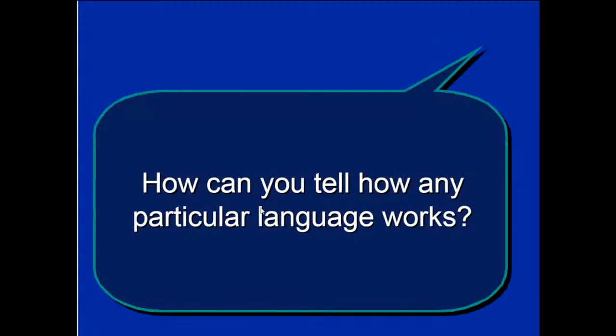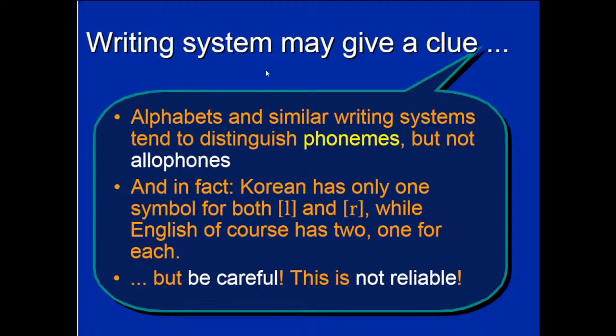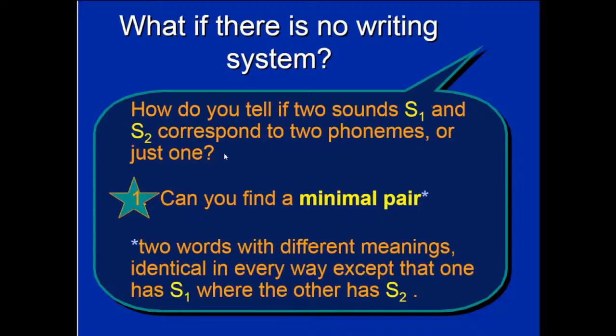So how can you tell how any particular language works? We can talk about the writing system. It may give a clue. Alphabets and similar writing systems tend to distinguish phonemes but not allophones. In fact, Korean has only one symbol for both L and R, while English, of course, has two, one for each. But be careful, this is not reliable. Writing is not a reliable criterion in this case.